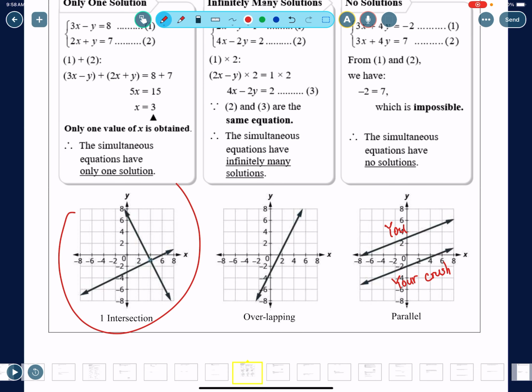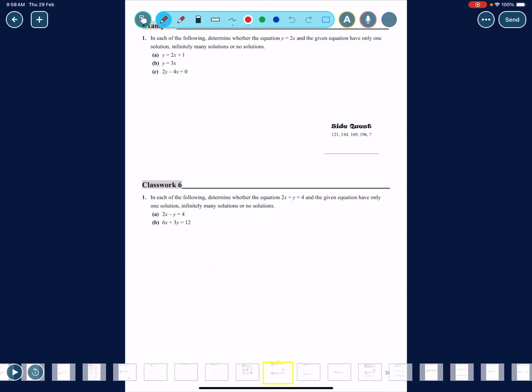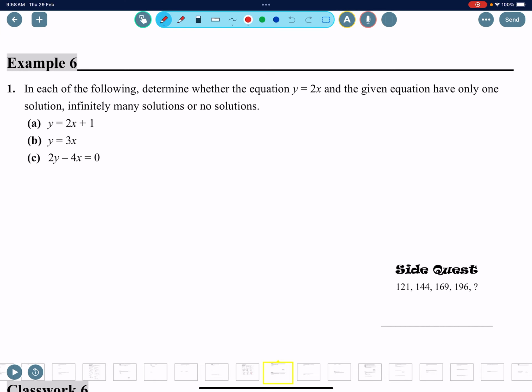Okay, so there is no solutions because it's impossible to intersect in this case. And then the normal one we've been practicing, most of the time, previous lessons, is this one solution. So usually if you have one solution, you gotta solve the equation depending on the question. Now this question here just wants you to determine if it's one solution, infinite many solutions, or no solutions, right?